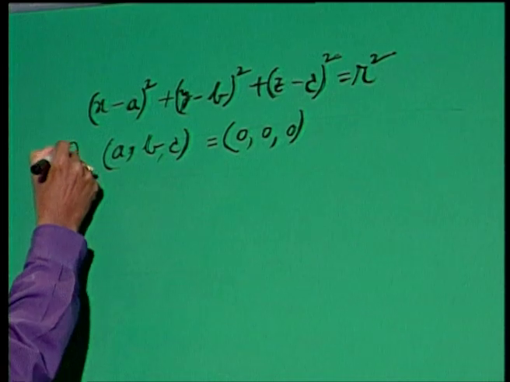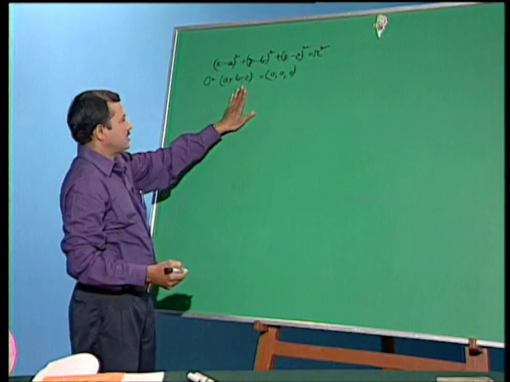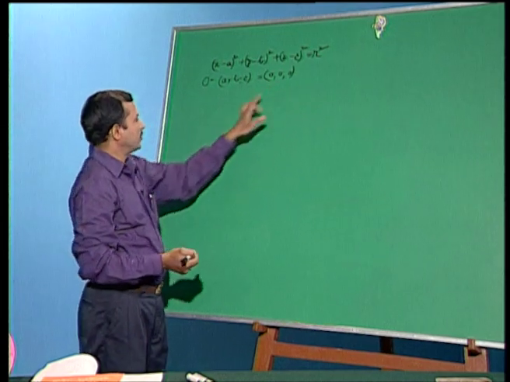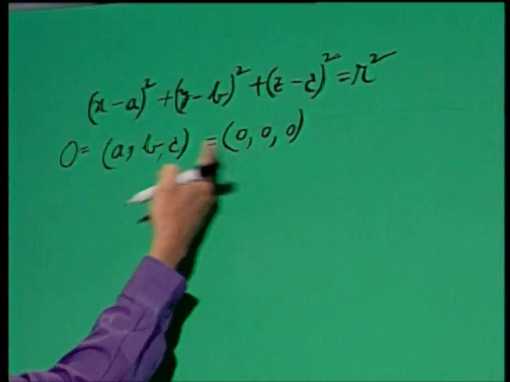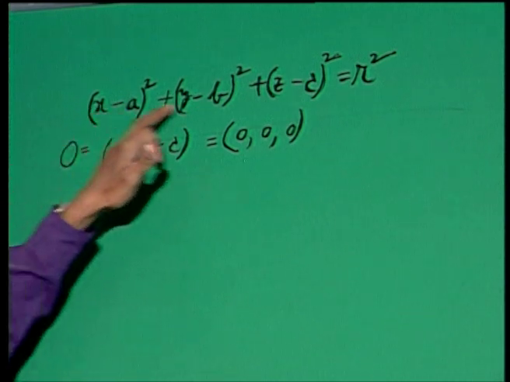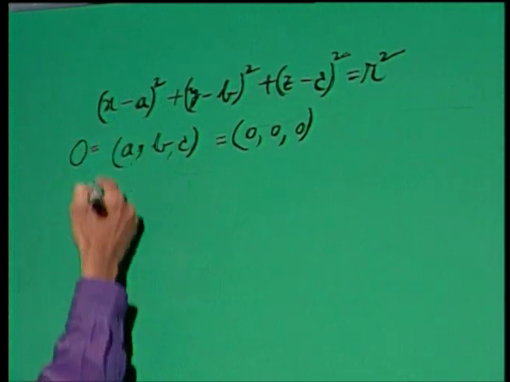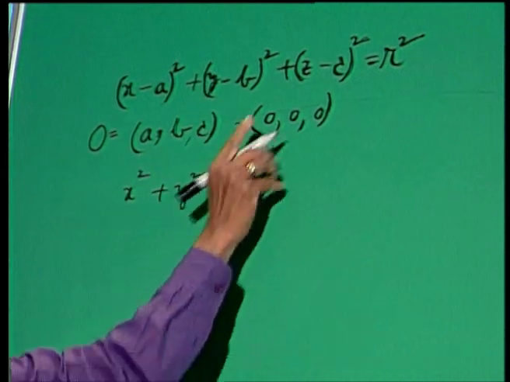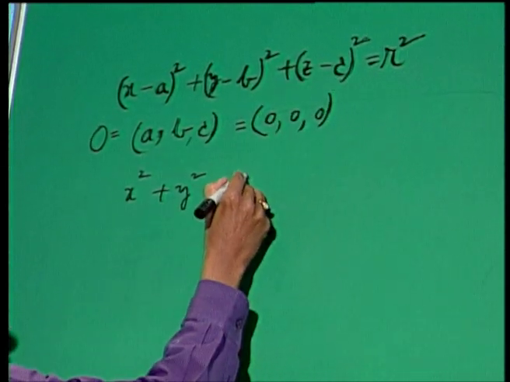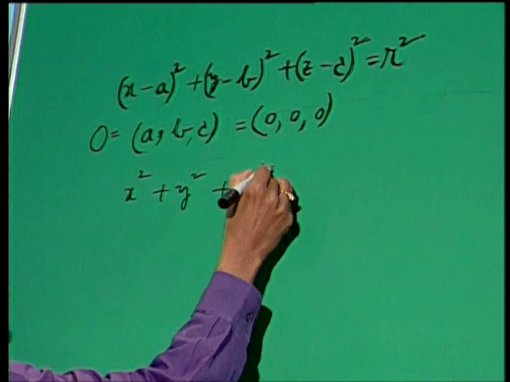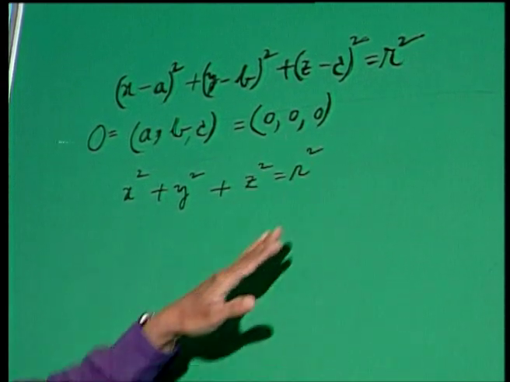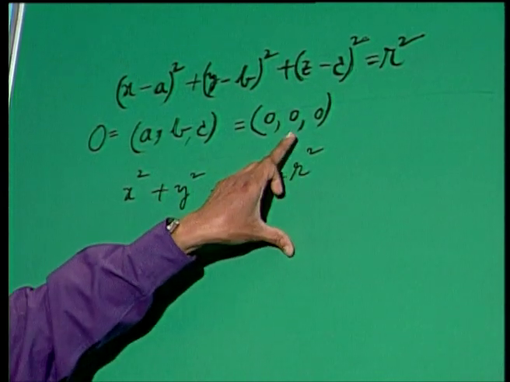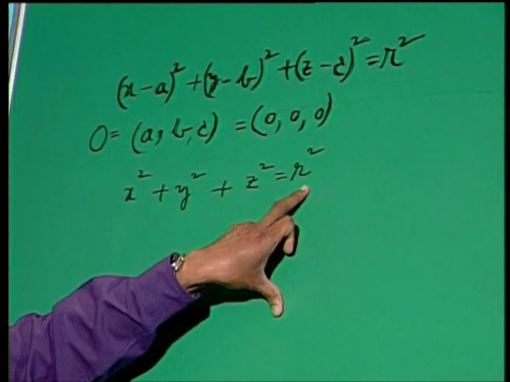Means the center (a, b, c) is equal to the origin. The coordinates of the origin are 0, 0, 0, means a is 0, b is 0, c is 0. Therefore, this equation becomes (x − 0)², which is x², plus (y − 0)², which is y², plus (z − 0)², which is z², equal to r². So, this is the equation of the sphere having center at the origin and radius as r units.